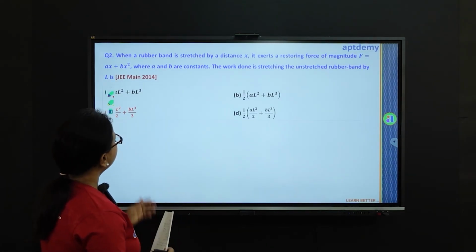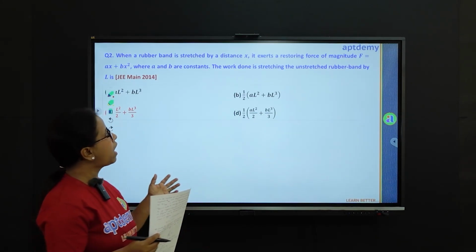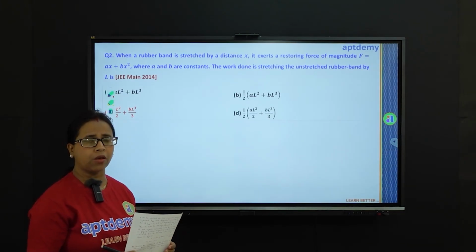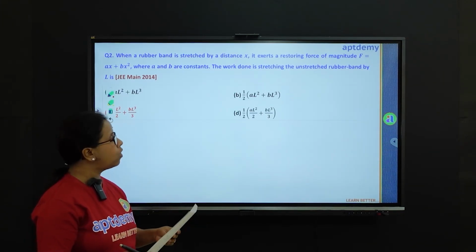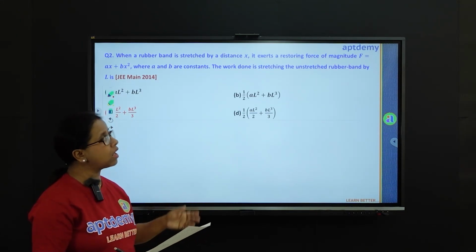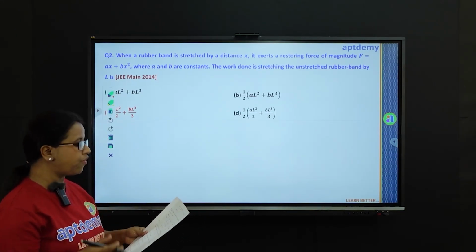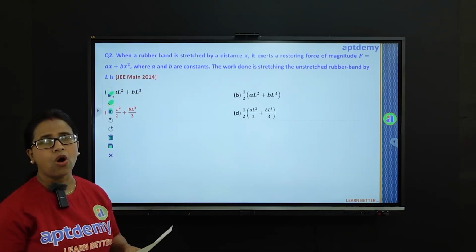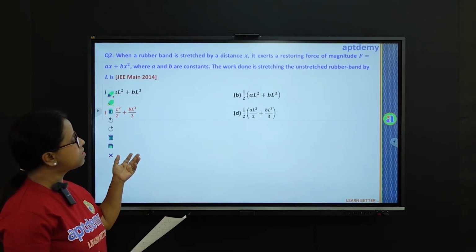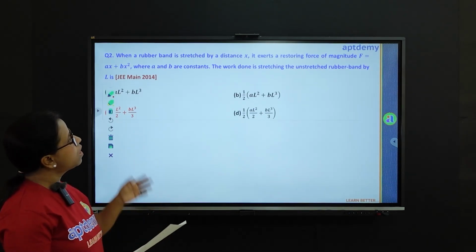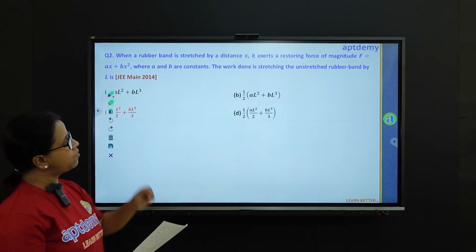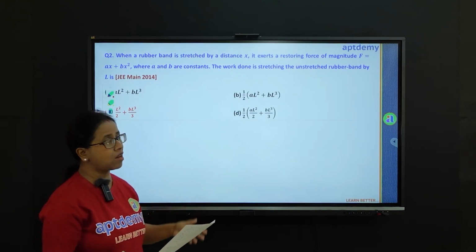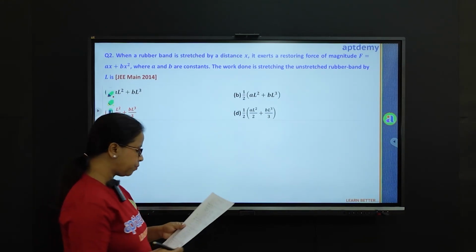So we know that in the case of a rubber band, we are to compare this with the case of a spring. The work done in stretching the rubber band is what we have to find out. We need to recall that the change in potential energy of the system corresponds to a conservative force, which is given as F equals ax plus bx square. So let's utilize that fact and find out the work done.